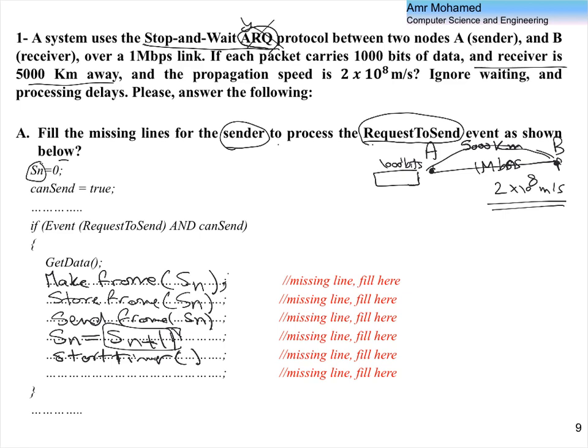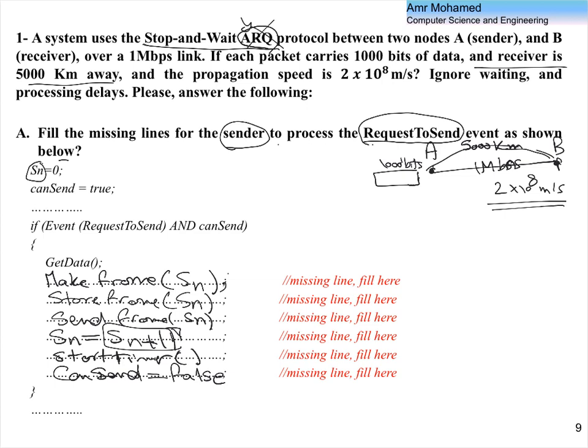The last step here, because I'm not allowed to send any more frames except when I receive the acknowledgement, what I need to do here is to set the canSend flag to false. Okay, so these are the missing lines.